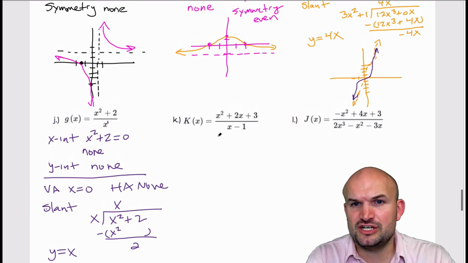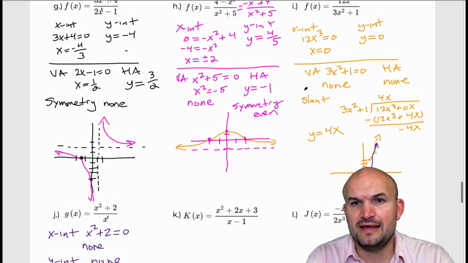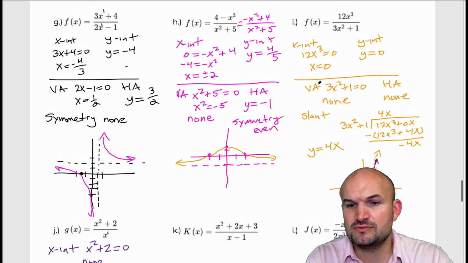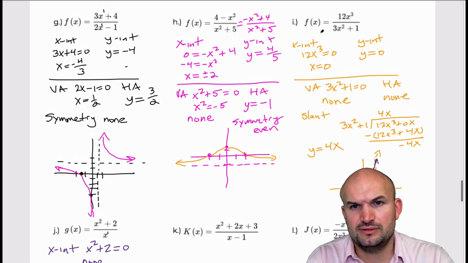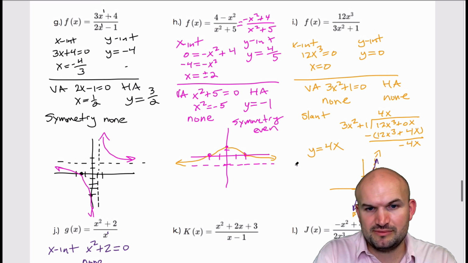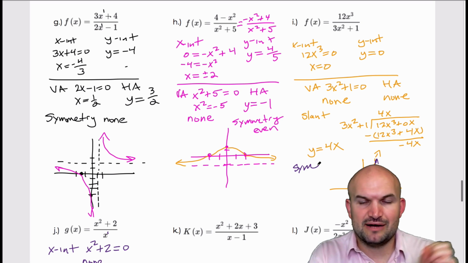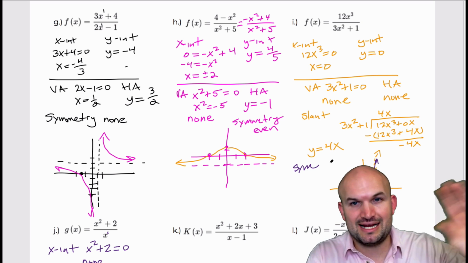I totally forgot to check for symmetry, and that's kind of important. Now, this one will be none, although it does look like it has odd symmetry. Actually, I made a mistake. Let's actually check the symmetry, because that rule was for polynomials when you have an odd and a negative.